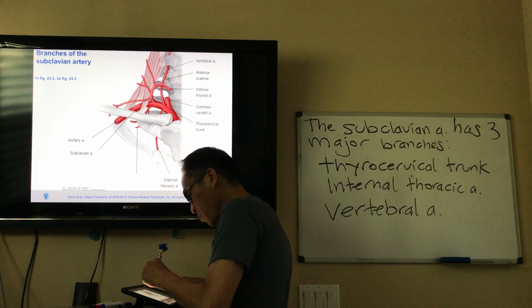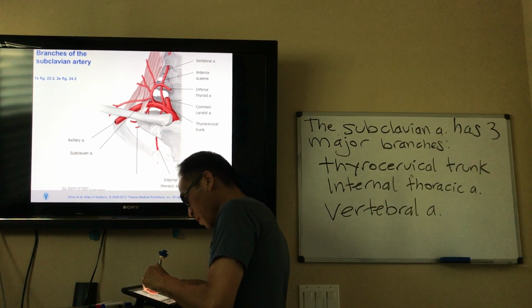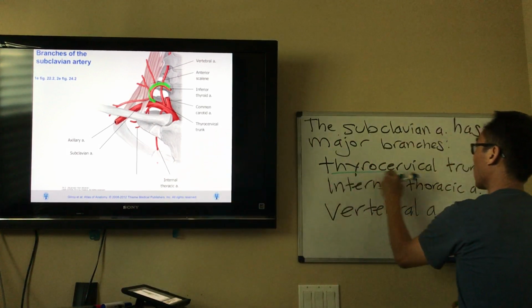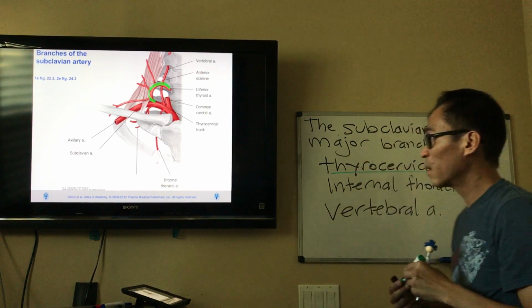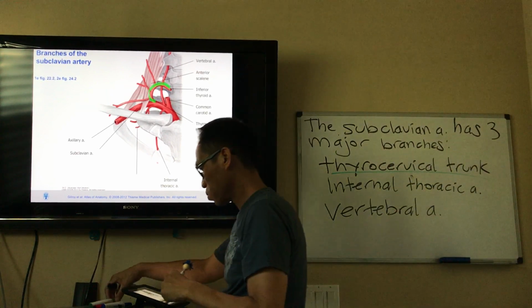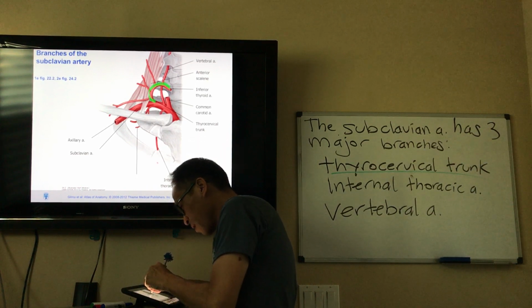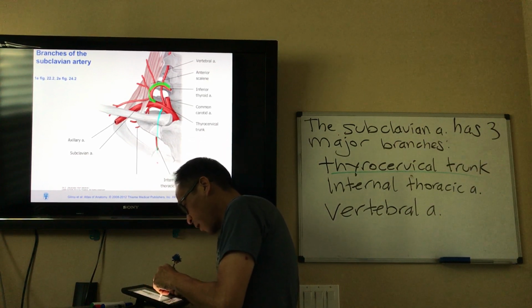Here's a thyrocervical trunk. I'll kind of trace it right there in green. There's internal thoracic. It's going inferiorly by the sternum. Just kind of draw a blue line over that.